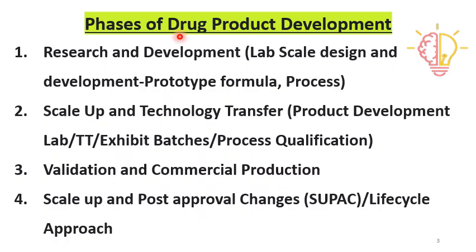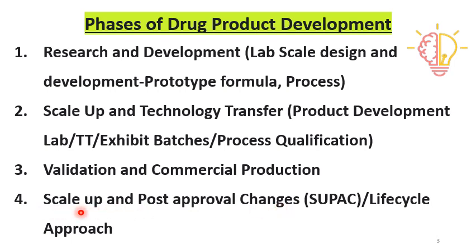Now see, the phases of drug development are there. First is research and development, that involves lab scale design and development of prototype formula and process. Second is scale up and technology transfer, that is product development lab, TT lab, or it is also for exhibit batches and process qualification. Then validation and commercial production. And the fourth part of the life cycle of the product is scale up and post approval changes.